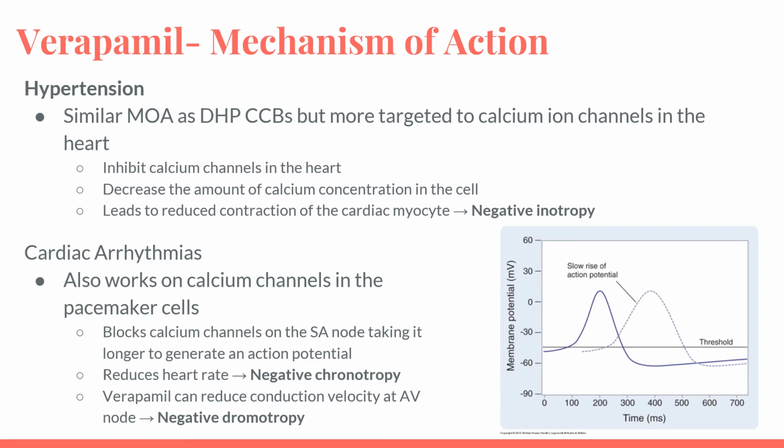Verapamil also works on calcium channels in the pacemaker cells. It blocks the calcium channels on the SA node, making it take longer to generate an action potential, which ultimately reduces heart rate, also known as negative chronotropy. This also reduces the conduction velocity at the AV node, which is known as negative dromotropy, and this helps cardiac arrhythmias.